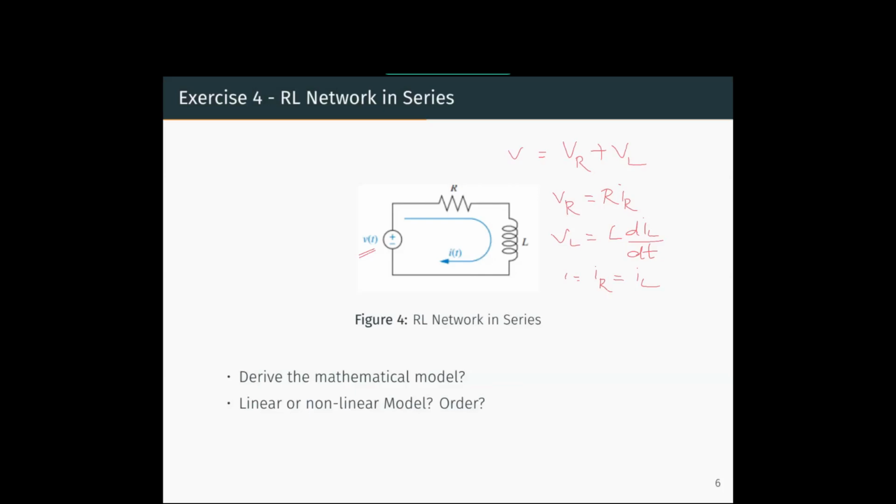Now we rewrite equations 1 and 2 as VR equal to RI, VL equal to L dI by dt. I'm naming them 1 prime and 2 prime respectively. And I'm substituting 1 prime and 2 prime in the main equation. So we obtain V equal to L dI by dt plus RI. That gives us a relation between the output I of t and the input V of t. So it is a linear equation and it is a first order equation. So this is the model of the system.